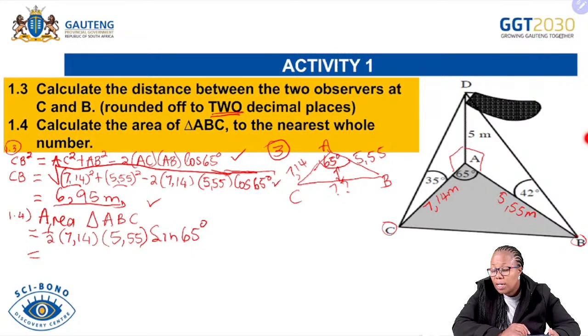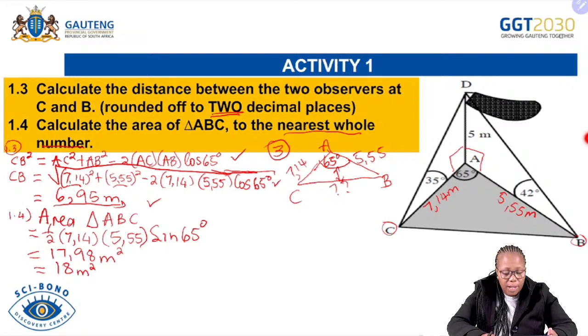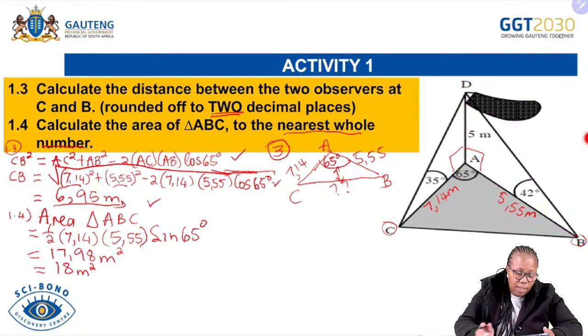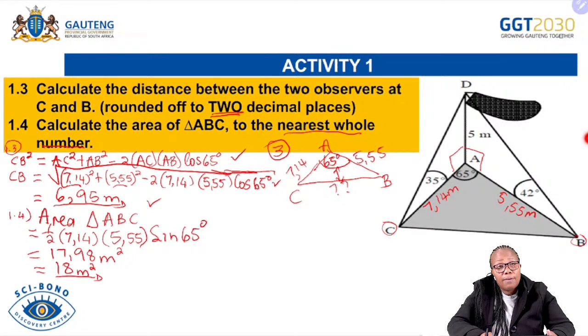Into your calculator, this is giving you 17,98 square meters because we are talking about an area. But because the question says round it to the nearest whole number, you continue, grade 12, and write this as 18 square meters. To the nearest whole number, it must not contain any commas or decimals. So our final answer here will be 18 square meters.